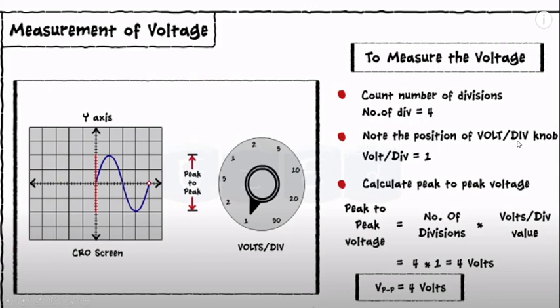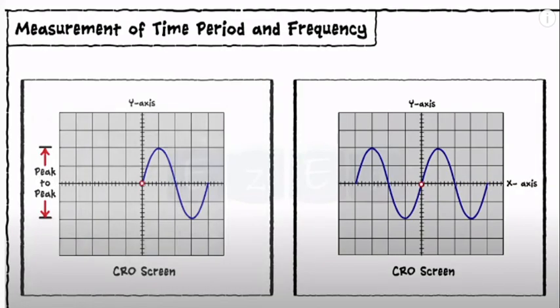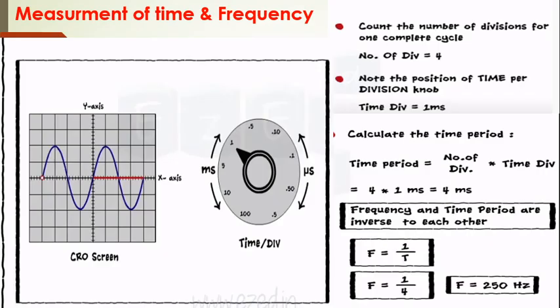Note the position of the volts per division knob. See, that is the volts per division knob, and its position is indicated by this knob as 1. Calculate the peak to peak voltage. Peak to peak voltage is equal to the number of divisions, that is 4, into volts per division, that is 1. So 4 into 1 equal to 4 volts. That is the peak to peak voltage for this cycle.